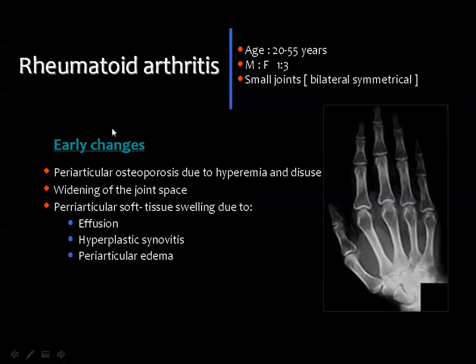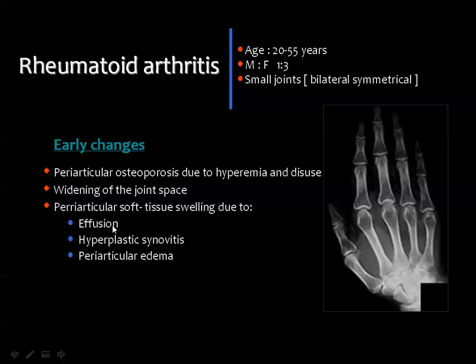The early manifestations of rheumatoid arthritis will be periarticular osteoporosis due to hyperemia and some disuse of the hands and feet. This periarticular or juxta-articular osteoporosis is seen in the head of the metacarpals as well as the base of the proximal phalanges, and also maybe around the interphalangeal joints. Widening of the joint space due to synovial hypertrophy and maybe effusion, periarticular soft tissue swelling, which is the fusiform soft tissue swelling around the affected joints.